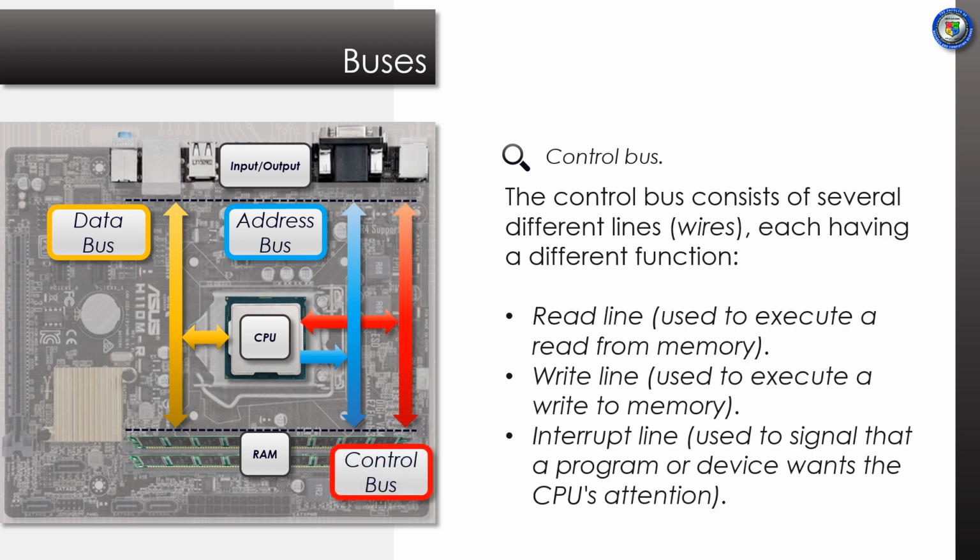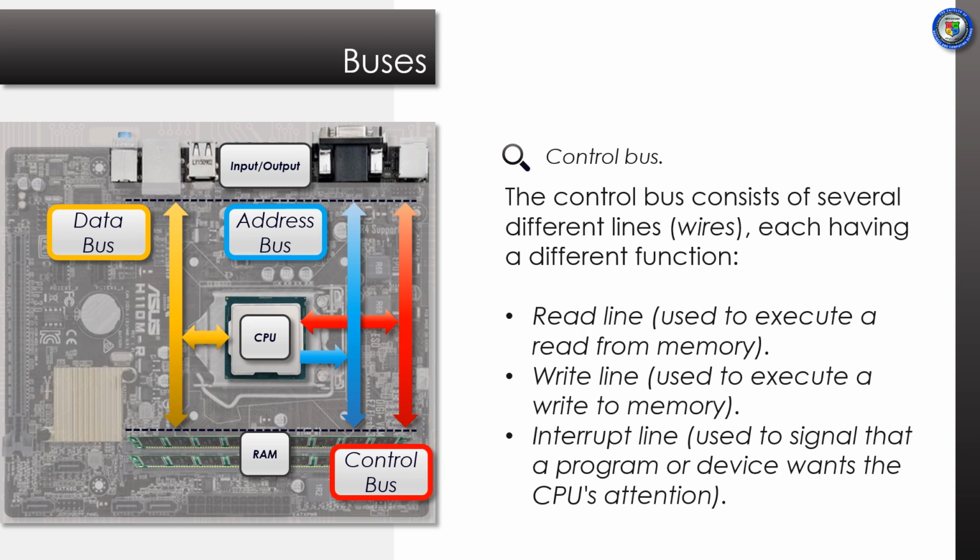And finally, the control bus, which at this moment in time is unexaminable at National 5 level. But the control bus can be thought of as a series of different lines or wires, each having a different function, such as a read line, which is used to execute a read from memory to the processor, a write line, which is used to execute a write from the processor to a memory location, and an interrupt line used to signal that a program or device wants the CPU's attention. There are many other lines in the control bus.